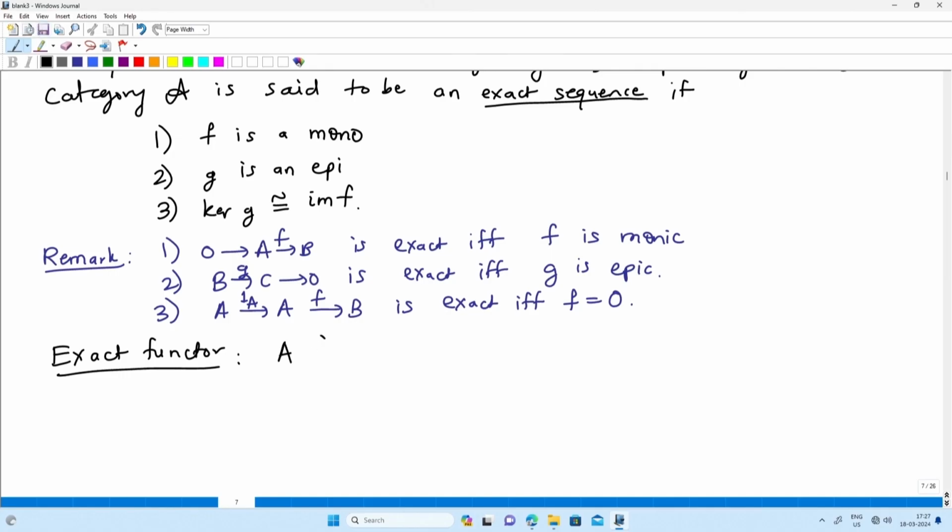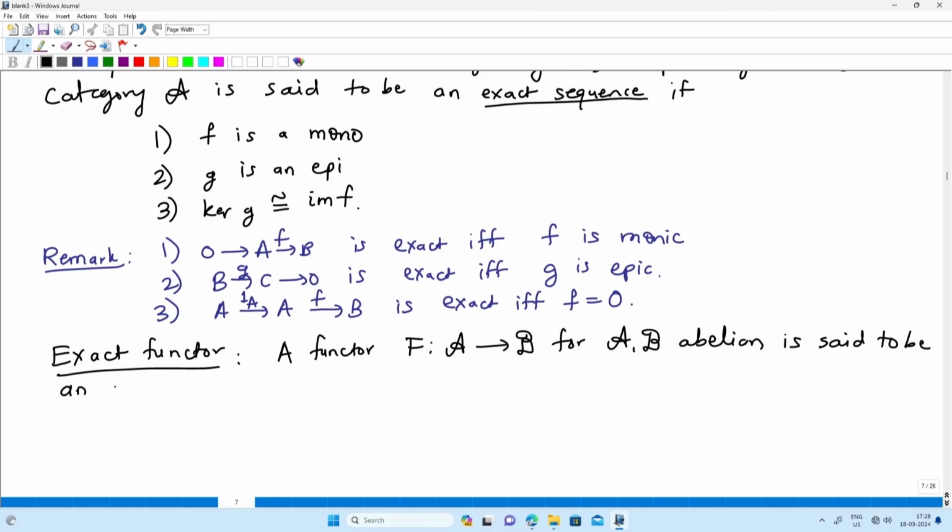So a functor F from A to B, for A and B abelian, is said to be an exact functor if it takes short exact sequences to short exact sequences, if it preserves exact sequences.